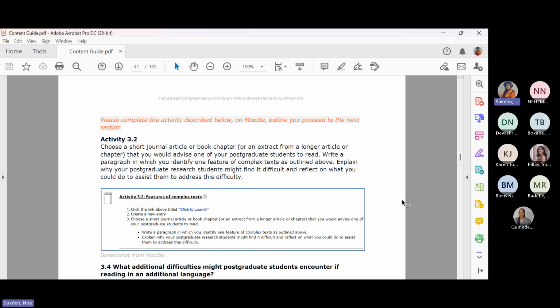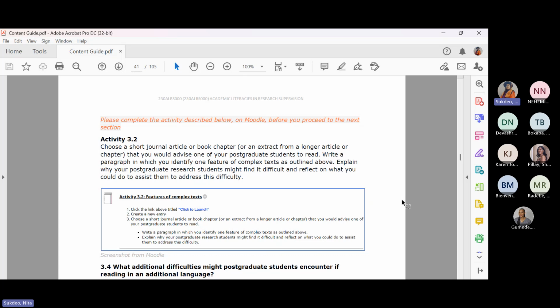Write a paragraph in which you identify one feature of complex text as outlined above. Explain why your postgraduate research students might find it difficult, and reflect on what you could do to assist them to address this difficulty. So I remember in this session when we started, Devashri mentioned she gives her students a text. Was it a text or part of a text that you ask your students to read and then write on it, if I'm not mistaken? So that's basically what you're doing.